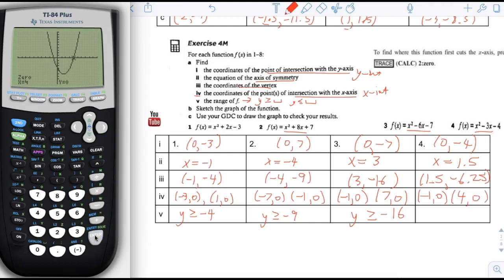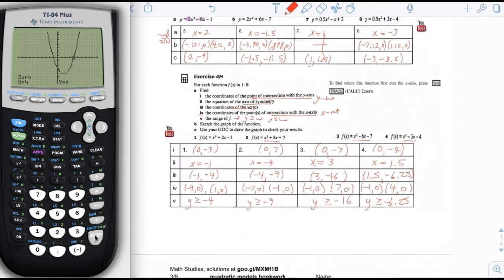And last of all, we know that the range is going up from the vertex. The vertex is 1.5, -6.25. So the lowest value of the vertex is y equals -6.25. So the range is going to be any number above -6.25. Okay, and that's it for page 2.